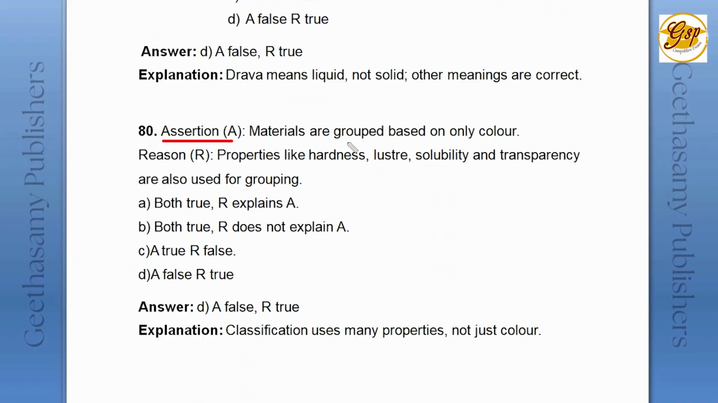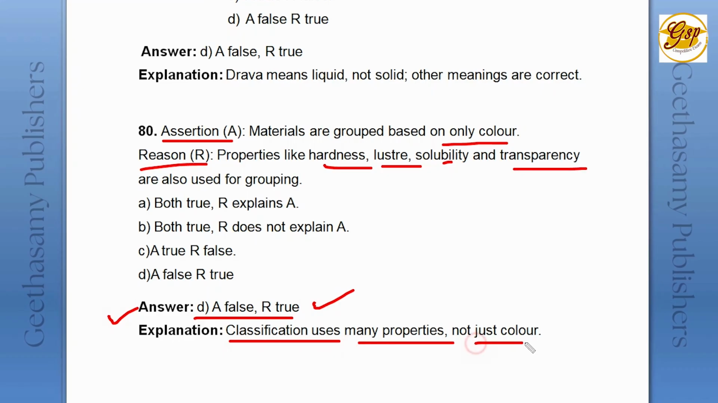Assertion: Materials are grouped based only on color. Reason: Properties like hardness, luster, solubility, and transparency are also used for grouping. Both are true and R explains A, both are true but R does not explain A, A is true R is false, A is false R is true. The answer is D. A is false, R is true. That is, the classification uses many properties, not just color.